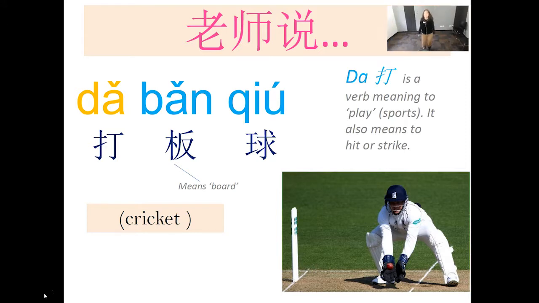加油，加油！Okay. Everybody, 板球. 板球. 板 means board. Remember, the shape of that cricket bat is flat, like a board. And 球, ball. Board ball. 打板球.